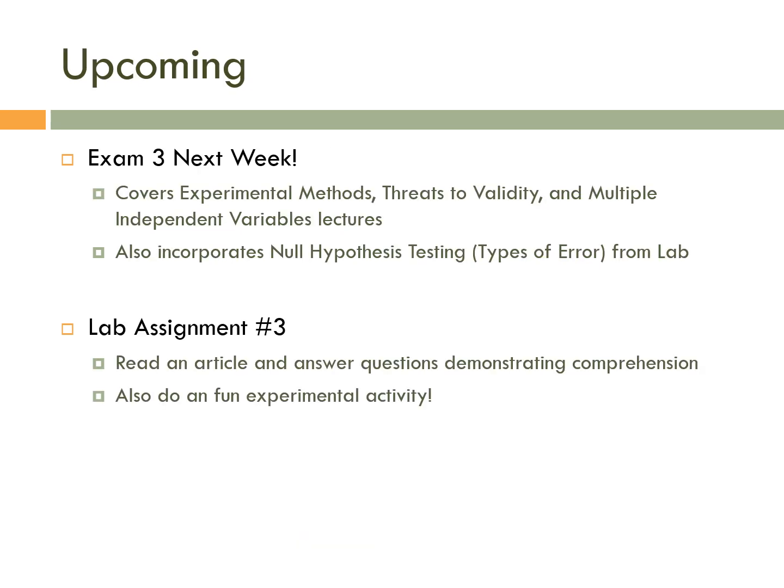So that's it for today. Just a reminder that next week, exam 3 is happening. I know we're already there. This is going to cover the lectures about experimental methods, the threats to validity, and then today's lecture on multiple independent variables. It's also going to incorporate information from that review of null hypothesis testing that we talked about in lab that talks about those different types of errors and alpha and how all of that matters together. So make sure to review all of that information along with the lecture slides.